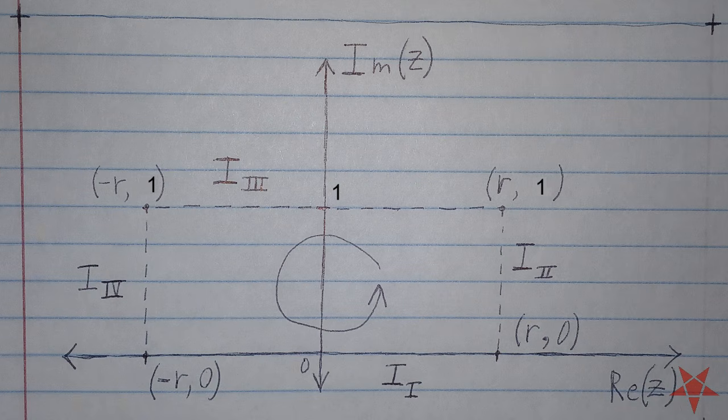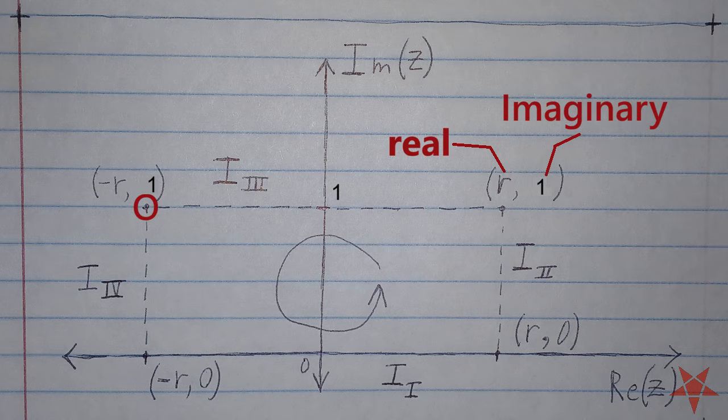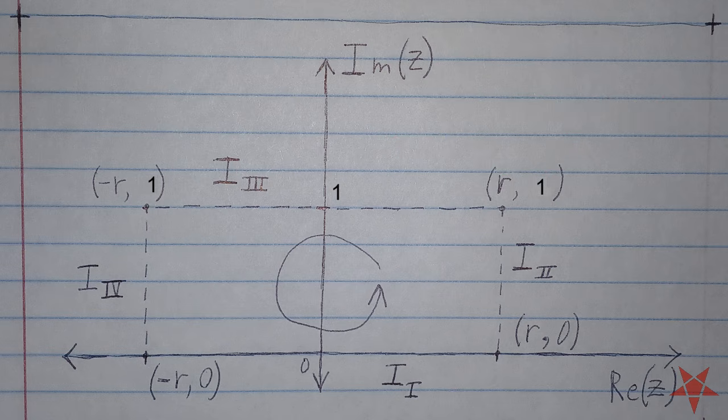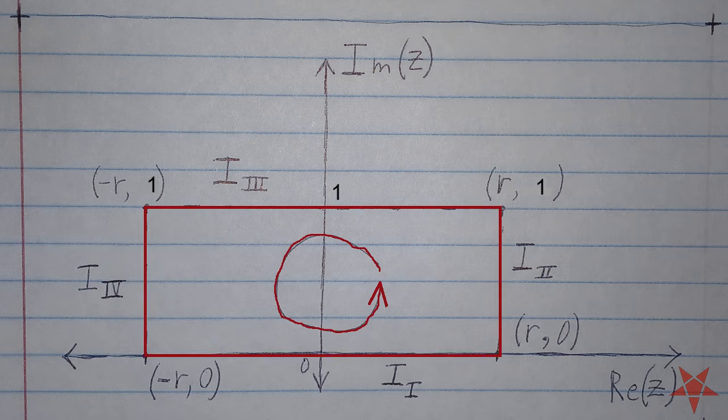To that end, we will choose a path of integration forming a rectangle with vertices little r0, little r1, negative little r1, and negative little r0, referring to the real and imaginary components of z respectively. We will also delineate the segments as capital I sub 1 for the bottom, capital I sub 2 for the right-hand side, capital I sub 3 for the top, and capital I sub 4 to describe the left-hand side. These sides form a closed loop that allows us to exploit residue theorem.